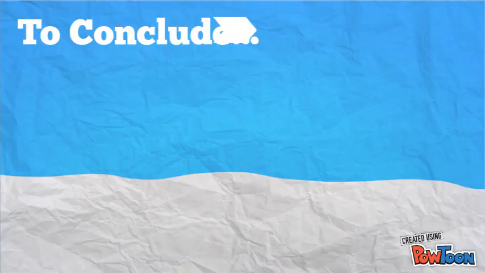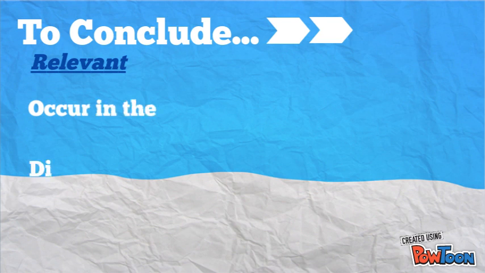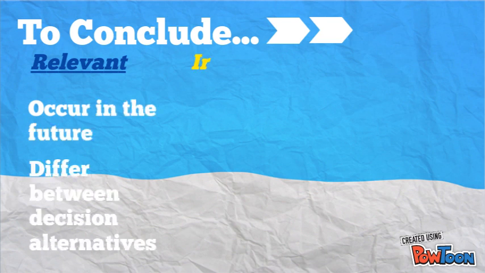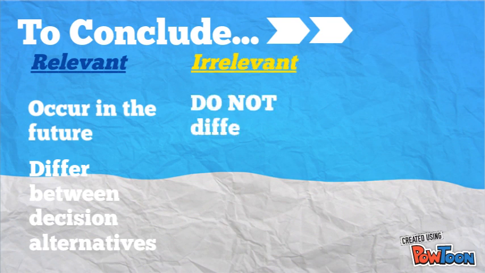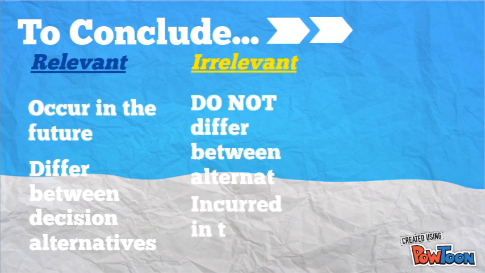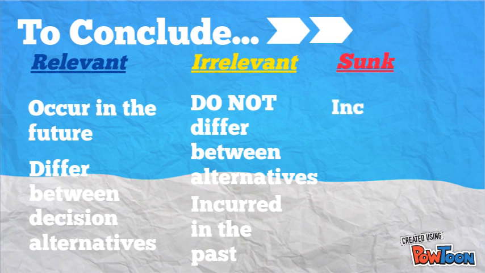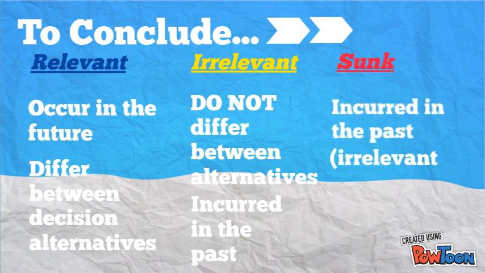In conclusion, in order for the cost to be relevant, it must occur in the future and differ between the alternatives. Irrelevant costs do not differ between alternatives or have been incurred in the past. Finally, sunk costs are those that were incurred in the past, making them irrelevant to the decision-making process.